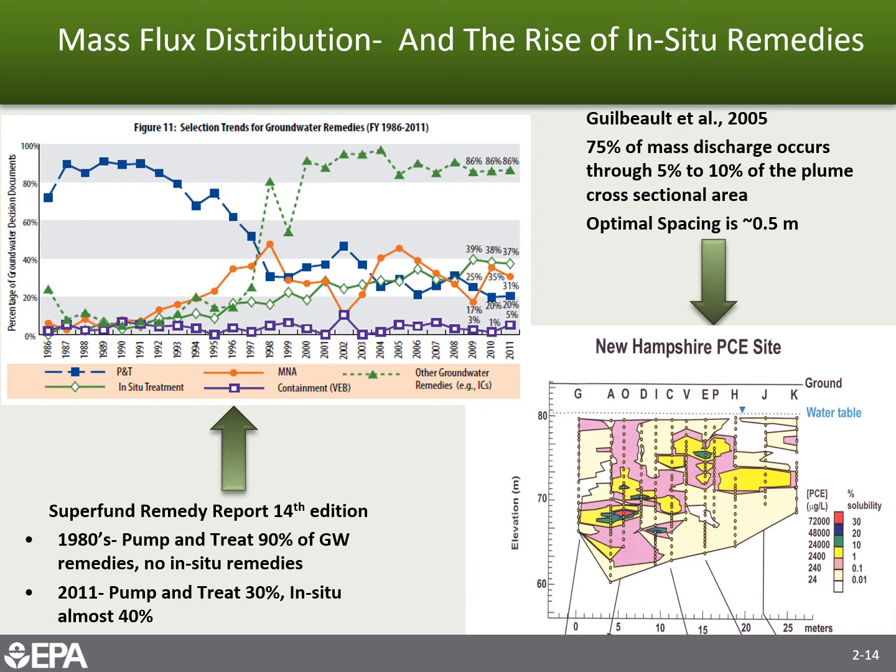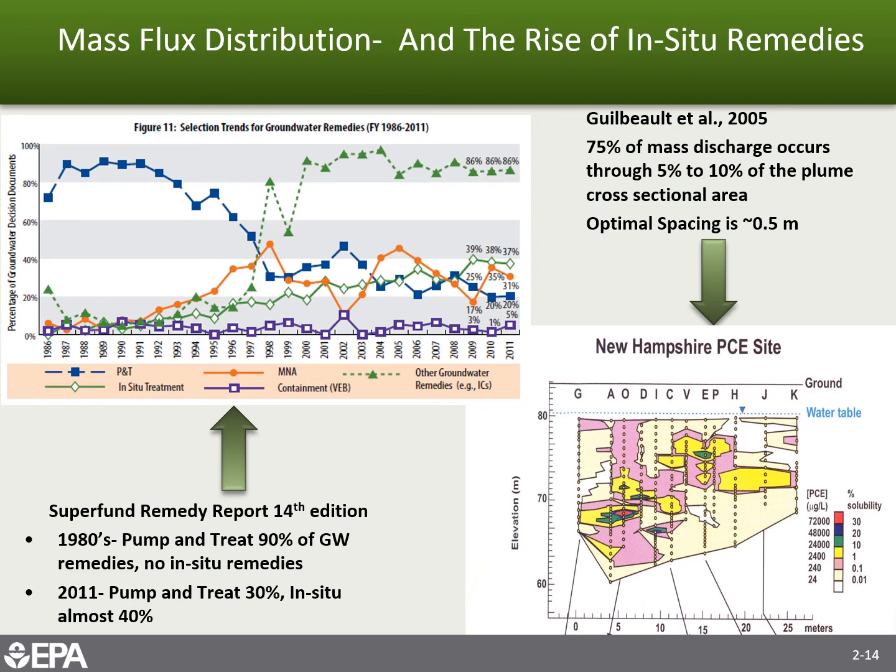At the same time, we've been thinking about mass flux distribution and mass methods as all of these in situ remedies continue to rise. So here we go with the decreasing trend in our pump and treat applications, and in this case, the green with the clear diamonds are looking at up through 2011, an increase from almost no in situ remedies to about 40% of our groundwater remedies.